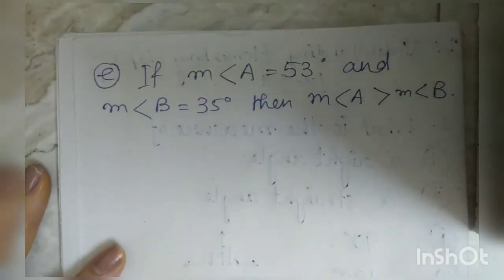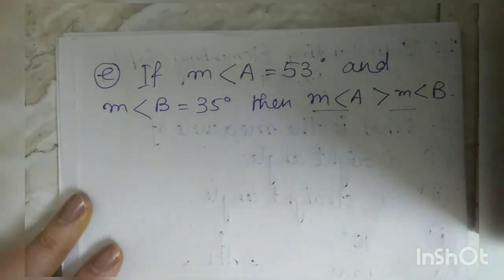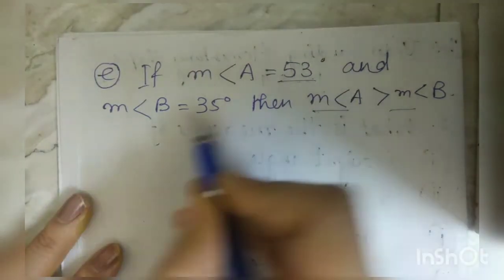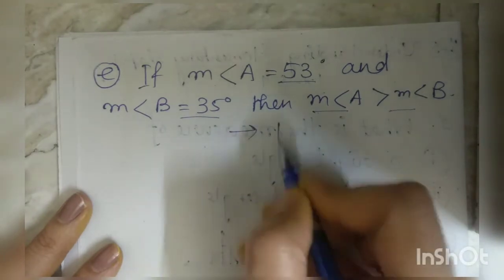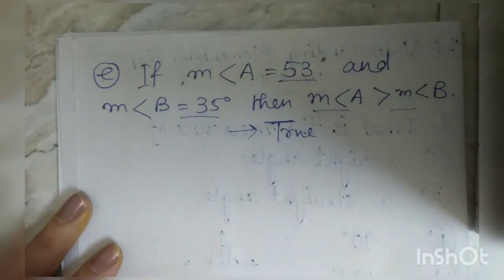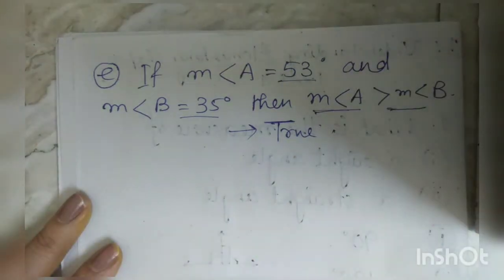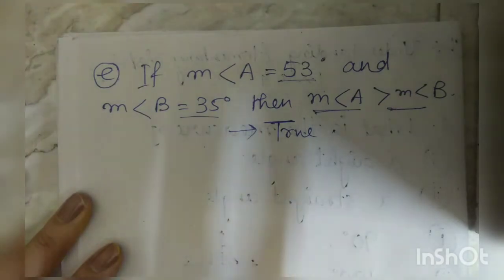Now here is another true or false given. If measurement of angle A is 53 degree and measurement of angle B is 35 degree, then measurement of angle A is greater than measurement of angle B. Obviously 53 is greater than 35, so this statement is true. Measurement of angle A is equal to measurement of angle B. Okay, now let's come to the next question.